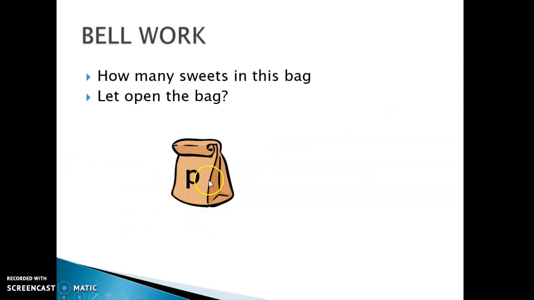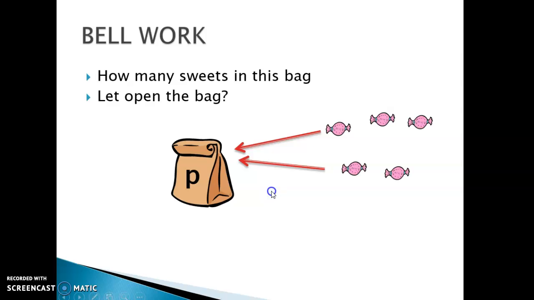Okay, so now we have a bag labeled P, and we are wondering how many sweets are in this bag. Let's open the bag. Now we're opening bag P. Okay, let's count together. 1, 2, 3, 4, 5. So in this bag P, there are 5 sweets. Okay, so P equals 5. Get me so far? Okay, let's continue.